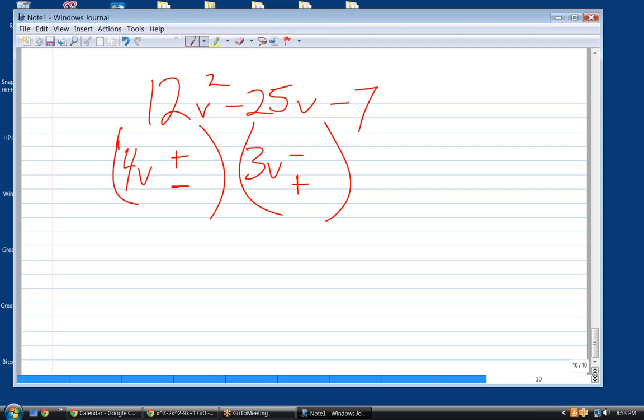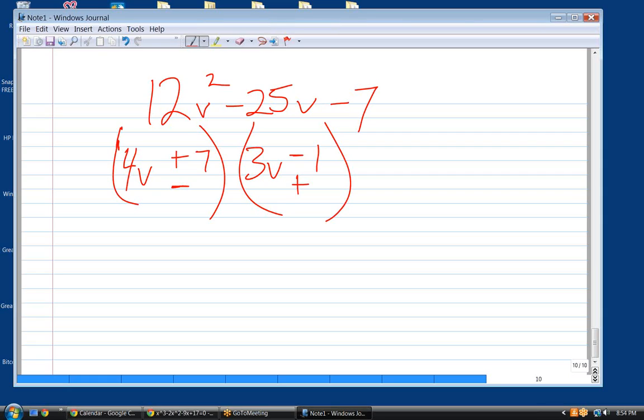So at least we don't have that many factors of 7. What next? Should I try here and here? 7 and 1. Good start. Does that work? No. Well, no, it's 21 minus 4, which gives you 17.